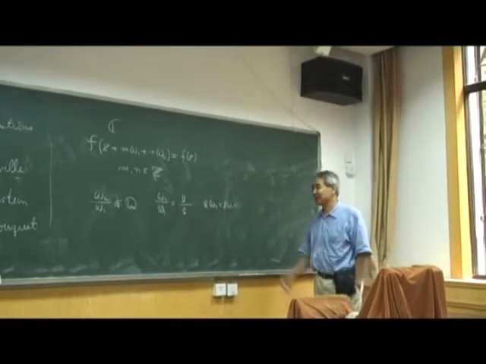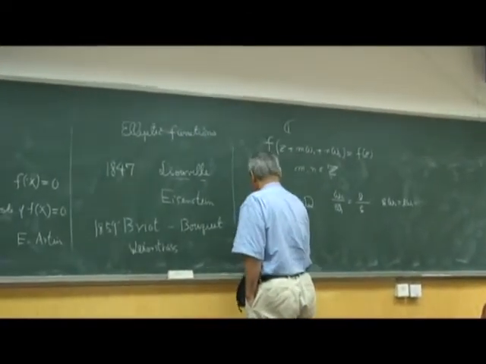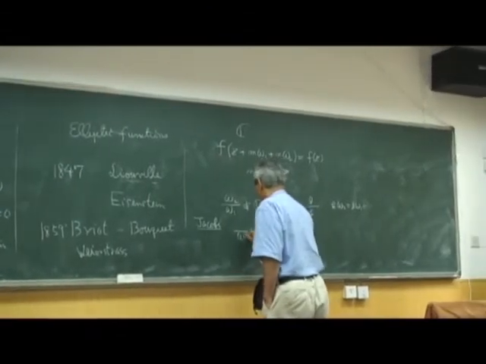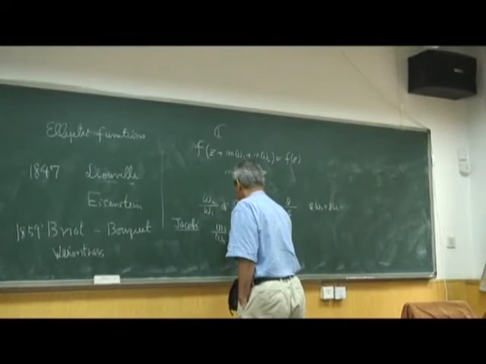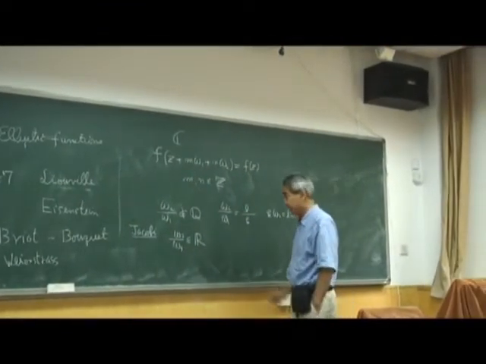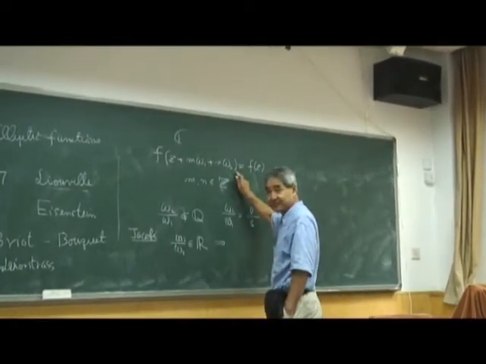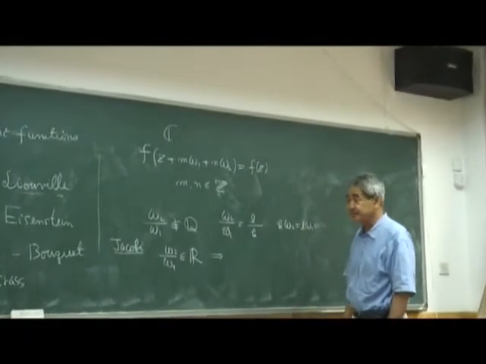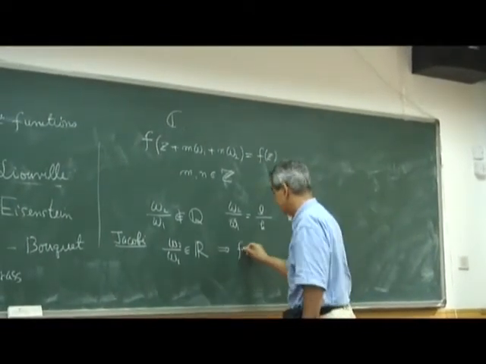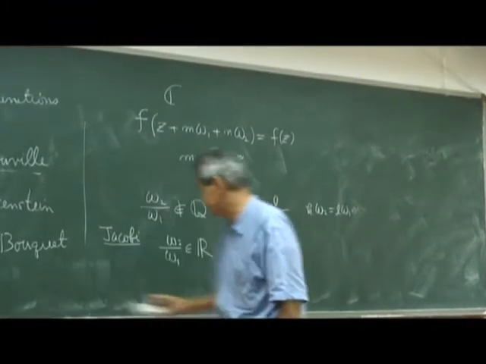Okay, that's okay. But then already Jacobi observed that if omega 1, omega 2 are real numbers, so the ratio is a real number, then you cannot get such a nice function. F should be, the only possibility is, a constant. Why?